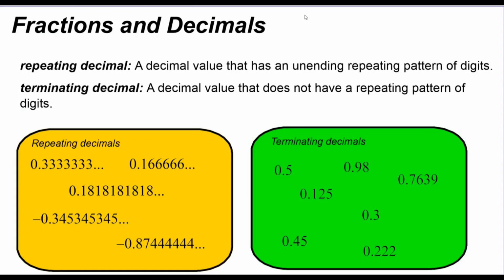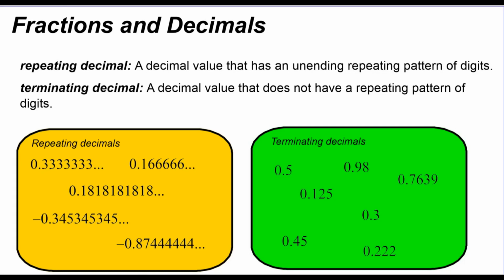On the right-hand side, we've got terminating decimals. These are the decimals we're probably more familiar with. Terminate means to end or to stop, and so a terminating decimal ends or stops at some point after a finite number of digits. So obviously 0.5, 1/2, that is a terminating decimal. 0.98, 0.7639. Those are all terminating decimals, or decimals that eventually come to an end.